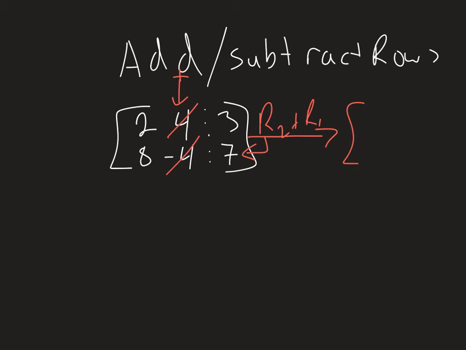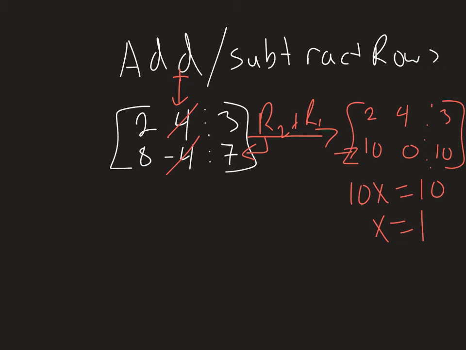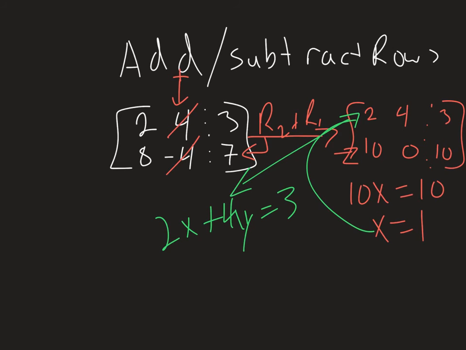We're going to add 2 and 8, and we'll get 10. 4 and negative 4 makes 0, and then for the last one, we'll also have 10. And then I'm going to leave the first row as is. Now, the benefit of doing this is that this last row is really telling me that 10x is 10, which means x is 1, and then theoretically I can plug this back into this equation, which is really 2x plus 4y equals 3. And then we can go from there, do some subtraction, solve for y.